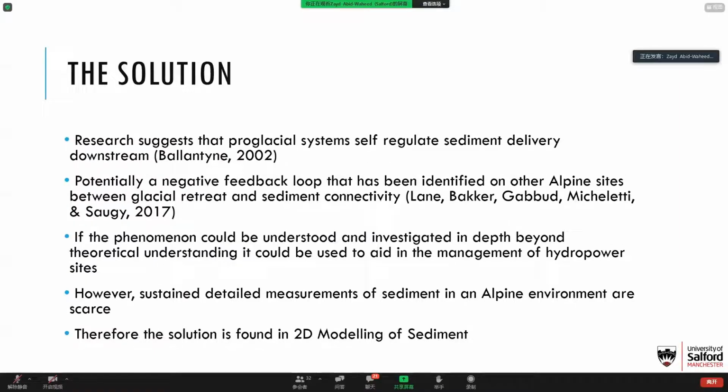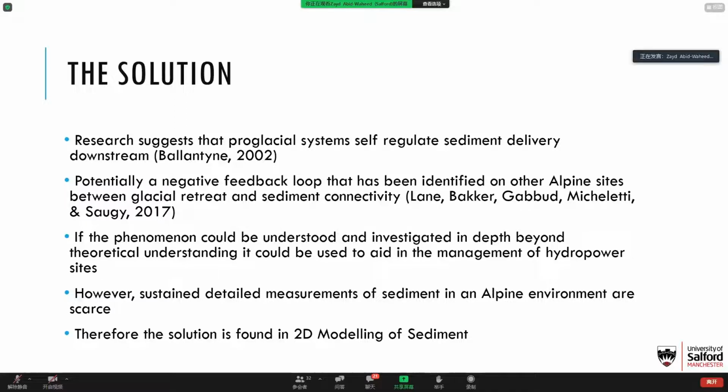So what's the solution? Well, research suggests that these systems will self-regulate the delivery of sediment downstream. There's a sort of negative feedback loop system that can occur. And if this phenomenon could be understood, we could use it and we could manipulate it to the benefit of these systems without having to resort to heavy engineering processes or heavy upstream dams that would ruin ecology and also ruin the very aesthetics of these very beautiful mountains. But the other issue is the fact that there's no real records of sediments in the Alps.